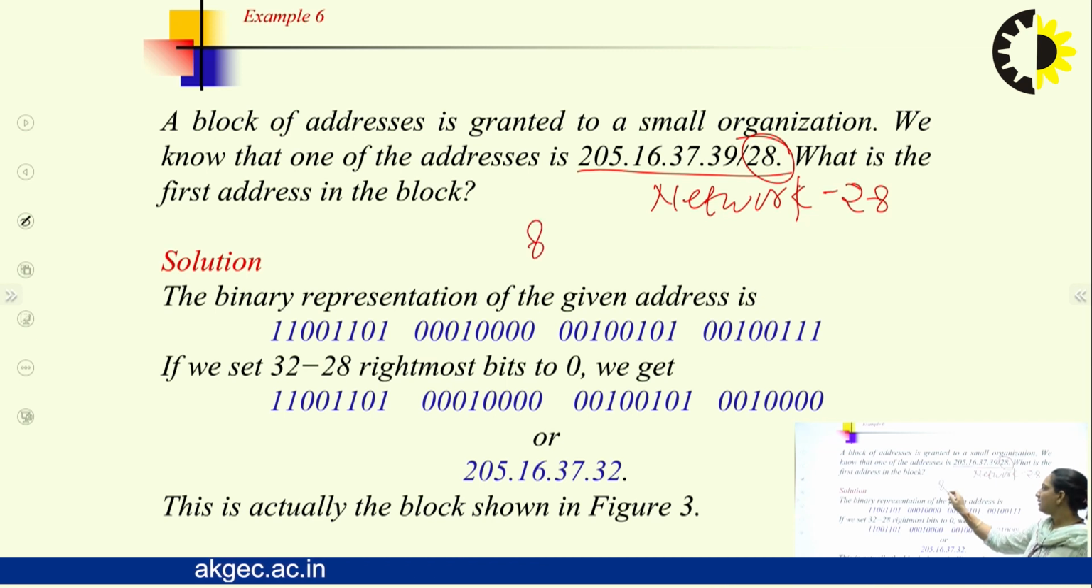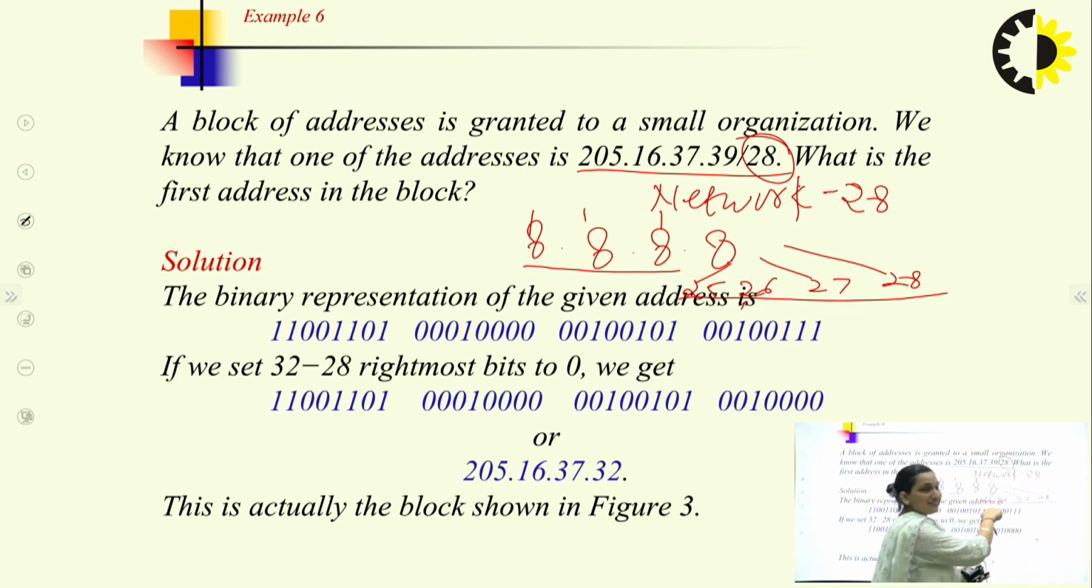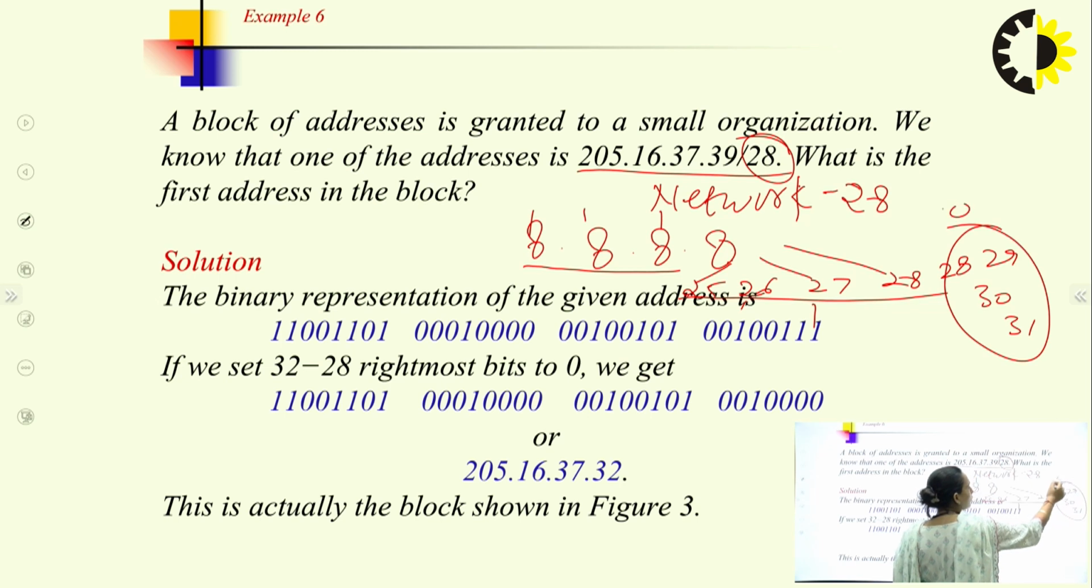So we are having 8.8.8.8. All these are 24 bits, and then the 25th bit, 26th bit, 27th bit and 28th bit, all these are ones. So these ones are the network. Then 29, 30, 31 and the last bit, because we start counting from 0, are zeros. So these are all ones and these are all zeros. This is a process called subnetting here.